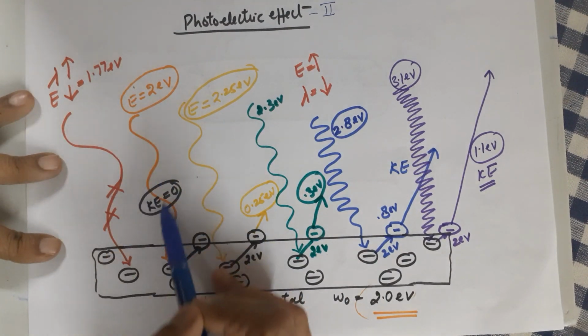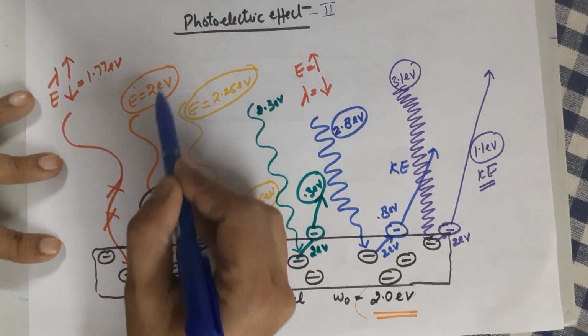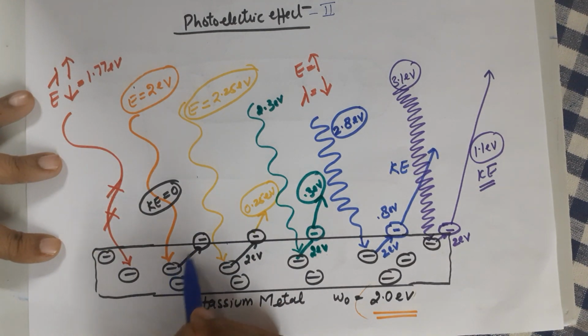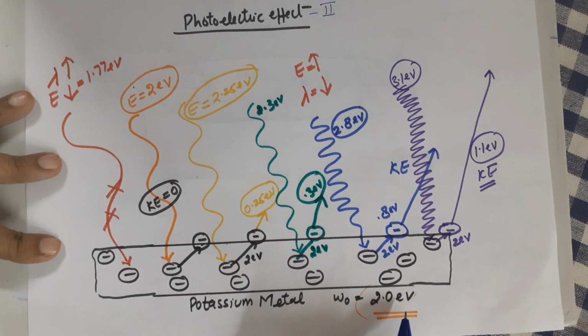Coming to the second, the orange light has a photon energy of 2 eV. In this case, the electron does move out but does not move ahead, which means it is on the surface, which means the energy of the photon of the orange light exactly matches the work function. Hence, kinetic energy would be 0.